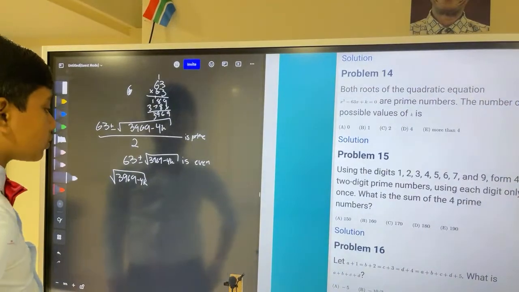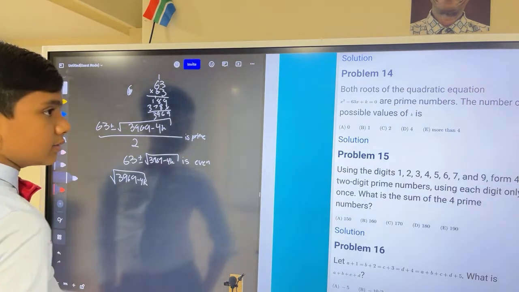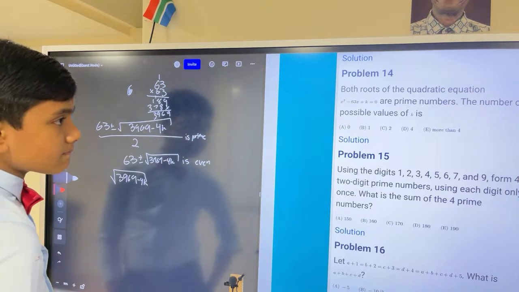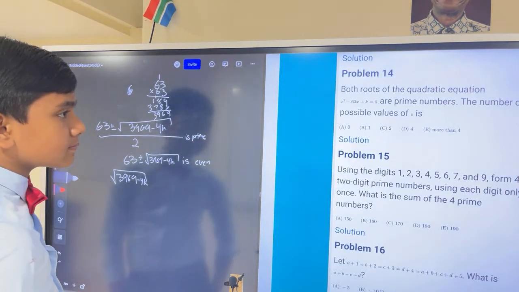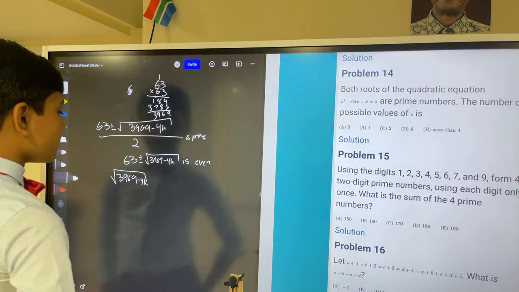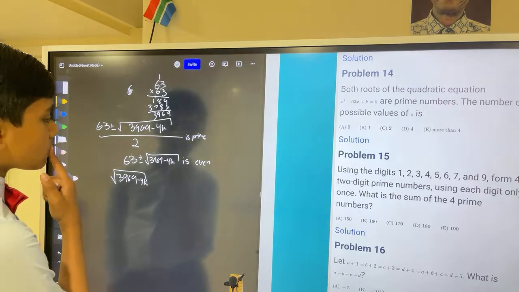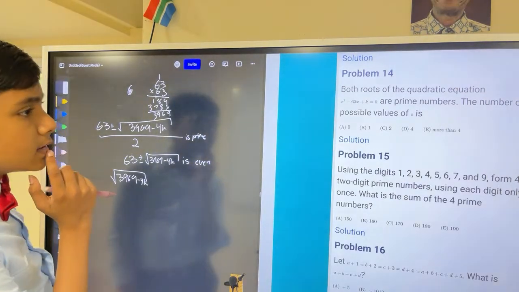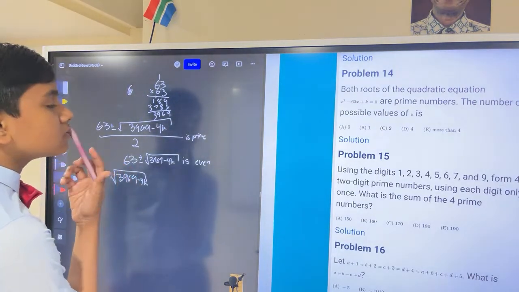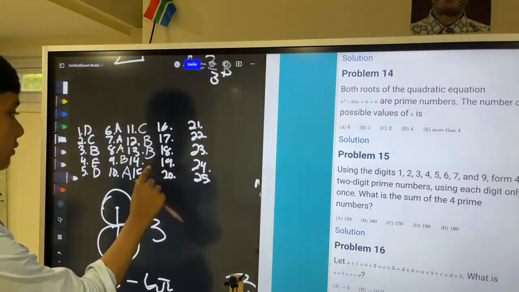So if both are prime numbers, then we have to look in a ridiculous, absolutely ridiculous range. Both roots are prime? Well, then how would I calculate? This is tricky. So the number of possible values of k is, I'm not sure, honestly. I don't think I can do 14.